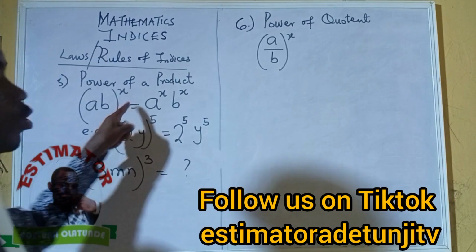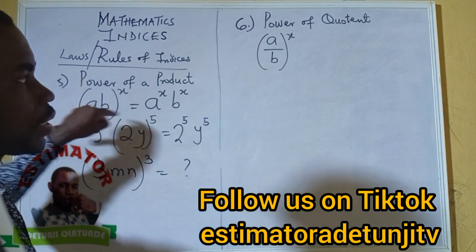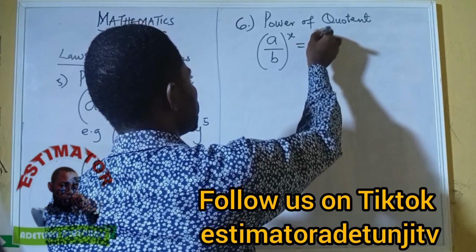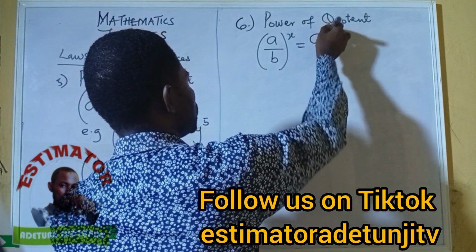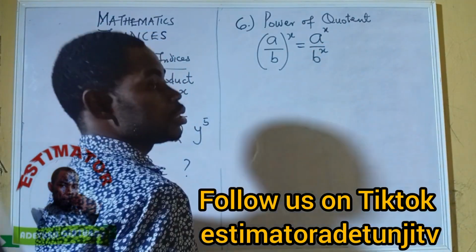While in the power of a product, we said that this exponent belongs to all of them inside the bracket, the same thing also happens here. So how will it come? It will come like this: A exponential x over B exponential x, and that's it.